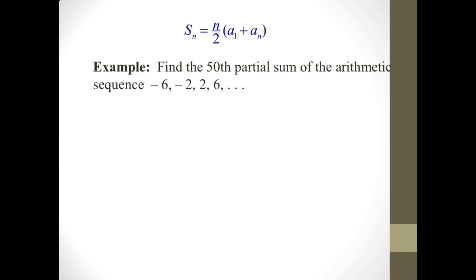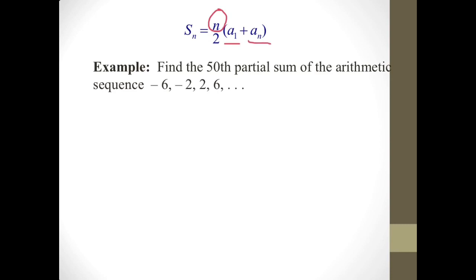Alright, not only do we want to be able to generate the terms for a sequence, but we also would like to be able to find the sum of the terms in a sequence. So at the very top we have our equation for the sum of a sequence. n tells me how many terms that I have. a sub 1 is the first term and a sub n is the last term. So we need three things to find the sum.